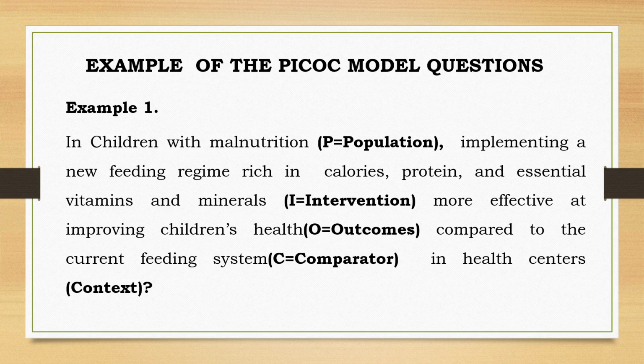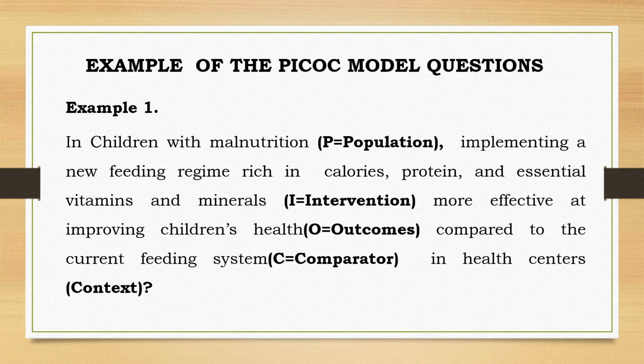Now let us come and look at the elements of the PICOC model. I would like just to draw your attention here that the elements of the PICOC model that we have just seen sometimes could happen in the way they appear in the model itself, that is P and then I like that, or sometimes they just appear randomly. So the position of the letters does not matter. Now let us look at the elements of the PICOC model.